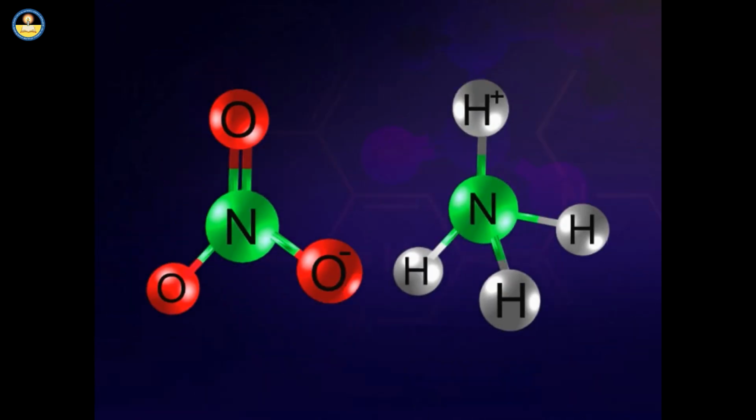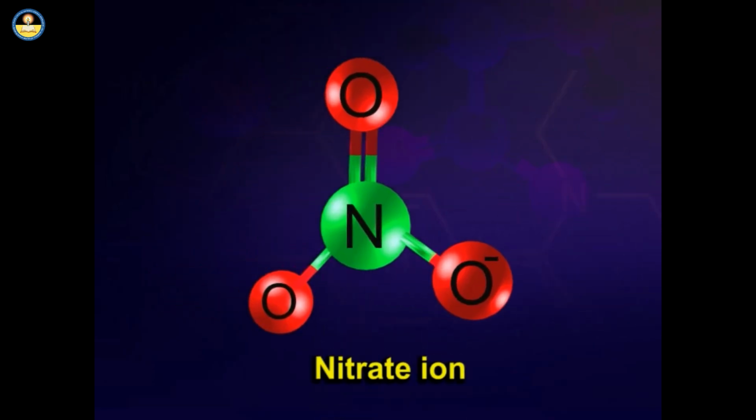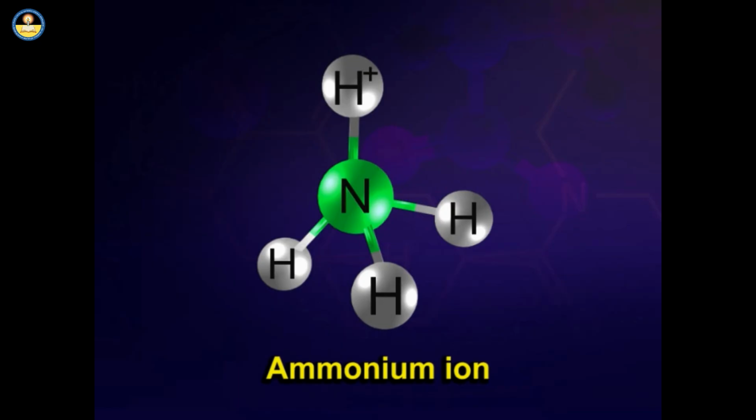An ion which is made up of more than one kind of atoms of elements is known as a polyatomic ion. Nitrate ion, that is NO3-, ammonium ion, that is NH4+, etc., are examples of polyatomic ion.